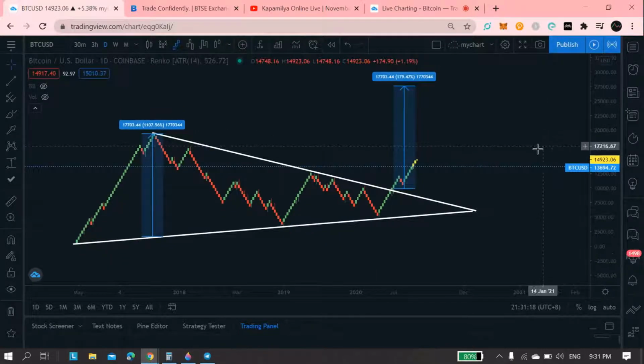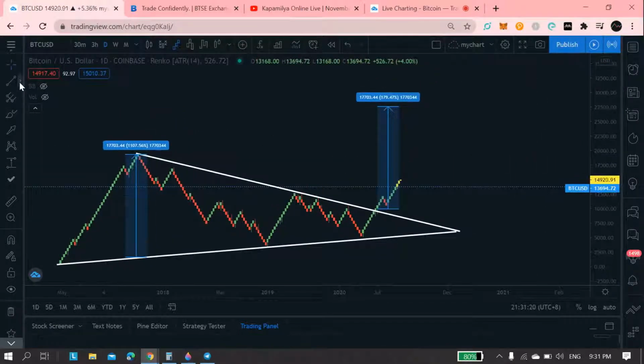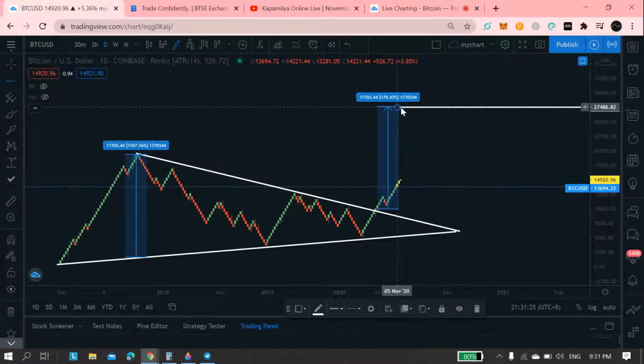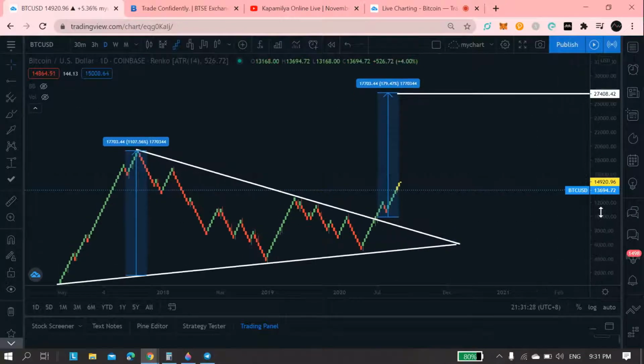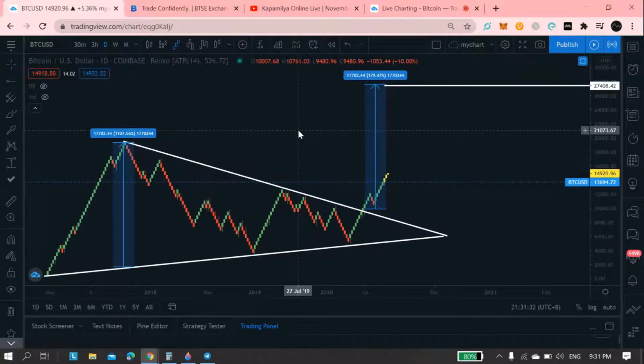So using the Renko chart, the possible long-term price of Bitcoin is at 27,400. So yeah, a bit higher than the candlestick.